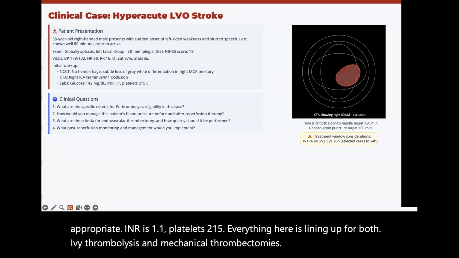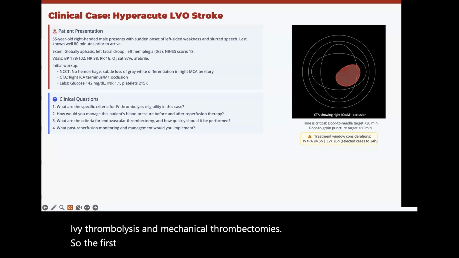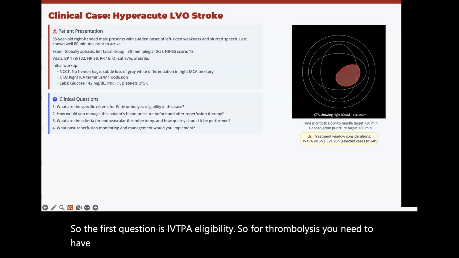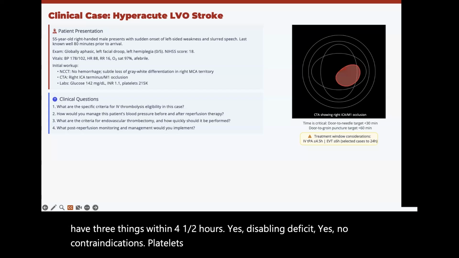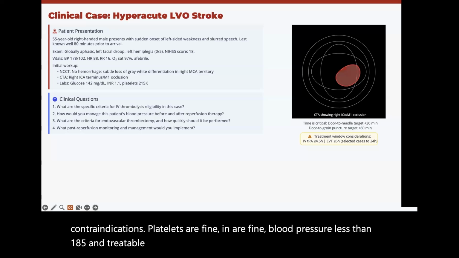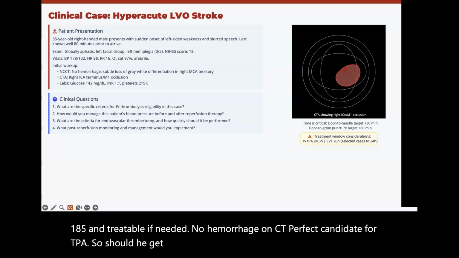So the first question is IV TPA eligibility. For thrombolysis, you need to have three things. Within 4.5 hours, yes. Disabling deficit, yes. No contraindications: platelets are fine, INR fine, blood pressure less than 185 and treatable if needed, no hemorrhage on CT. Perfect candidate for TPA. So should he get it immediately? Door to needle, less than 30 minutes.